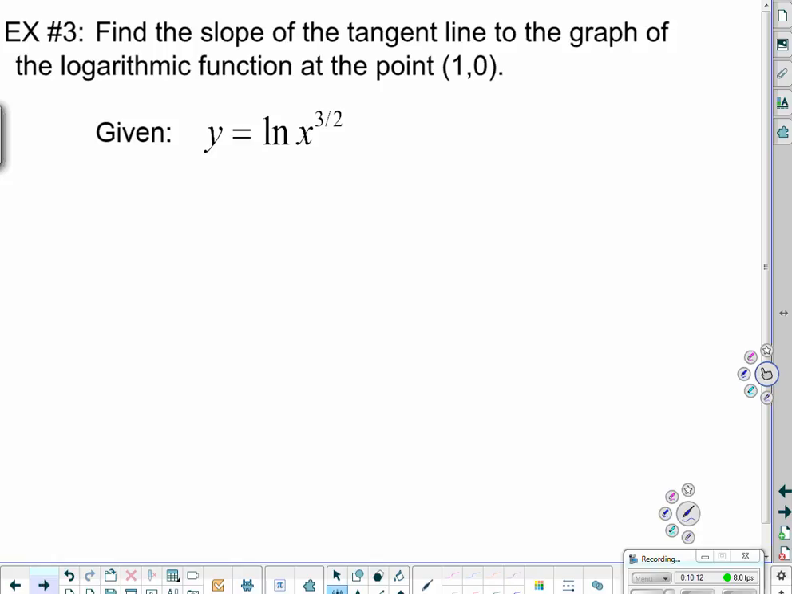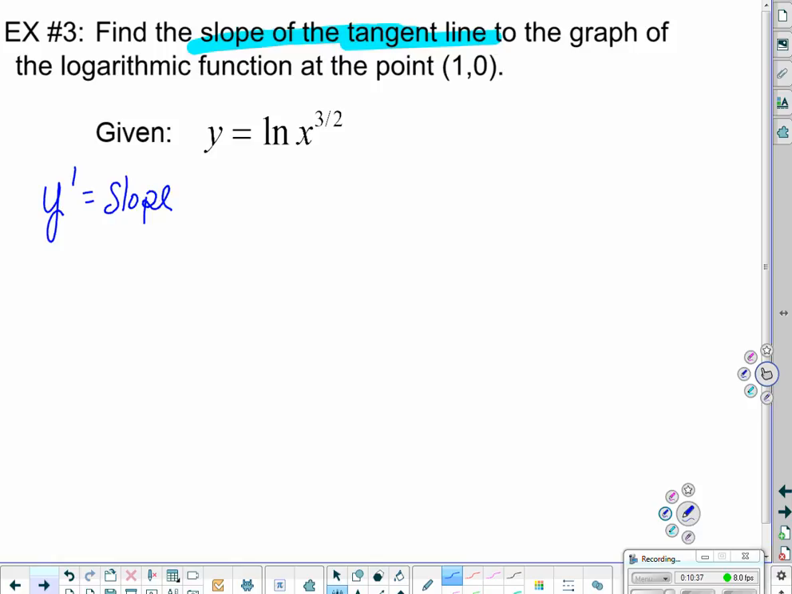This one says, find the slope of the tangent line to the graph of the logarithmic function at the point 1, 0. Well, keyword to me was, let's find a tangent line. We just have to find the slope of the tangent line. Oh, not even the equation, huh? Not too bad. To find the slope of the tangent line, I need to get a y prime. That'll give me the slope.